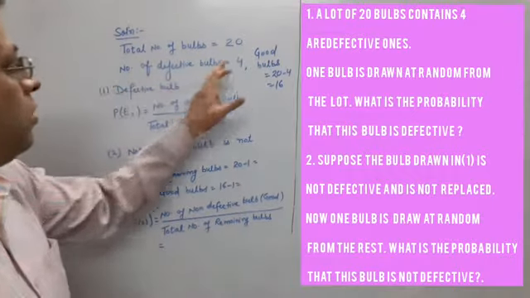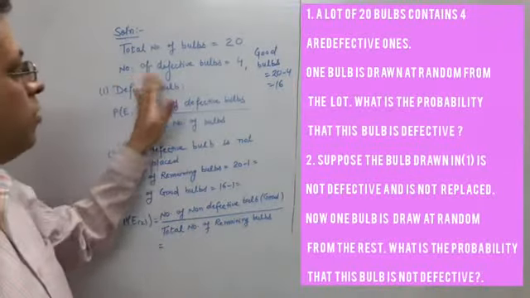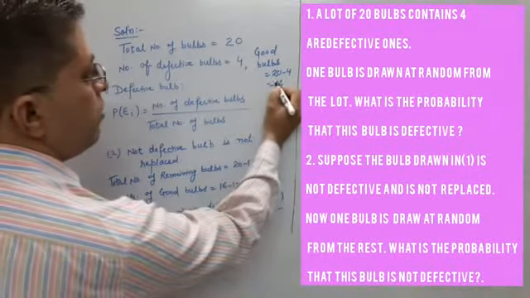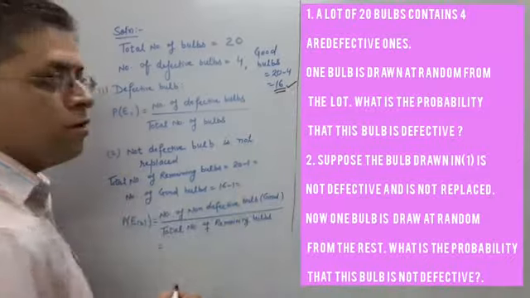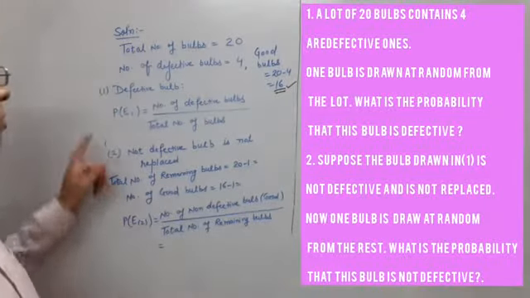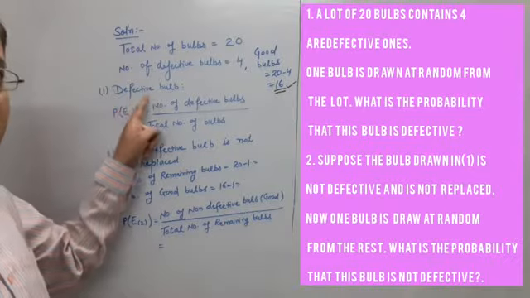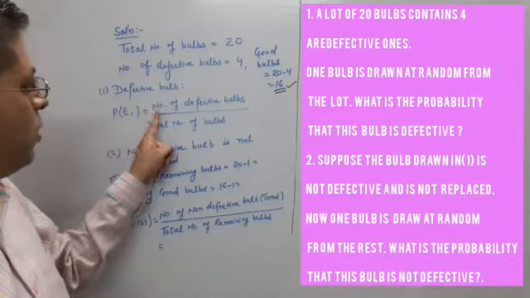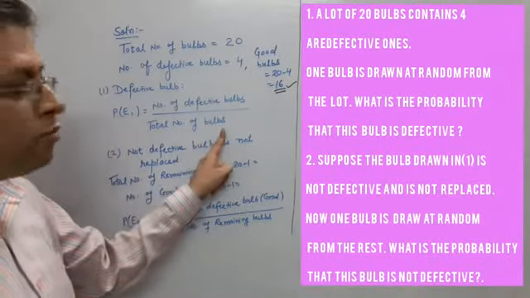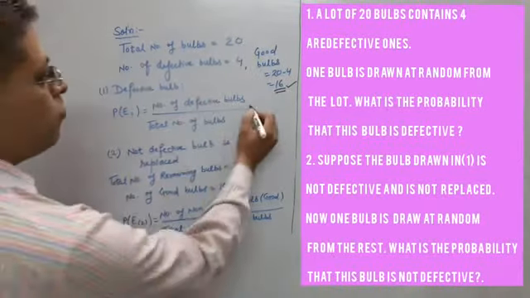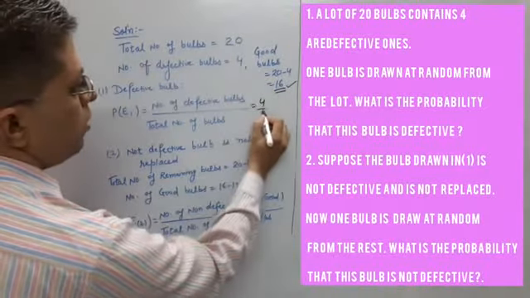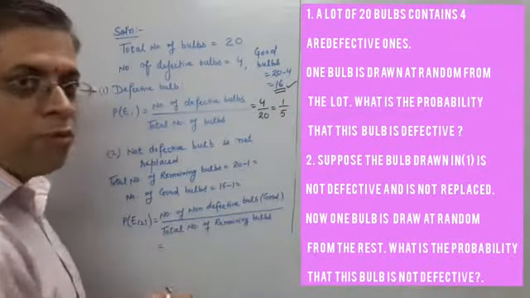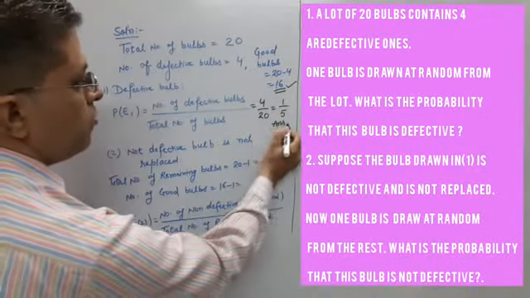Total number of bulbs is 20 according to the question. Number of defective bulbs is 4. Then number of good bulbs will be 20 minus 4. This is 16. Okay, now what is our first question? You have to find the probability of defective bulbs. Okay, see here. What is the formula? Number of defective bulbs upon total number of bulbs. How many defective bulbs are here? 4. Total number of bulbs is 20. This is 4 1s are 4, 4 5s are 20. 1 upon 5. This is your answer.